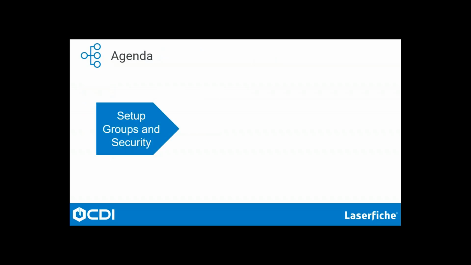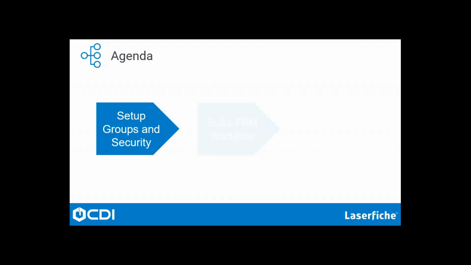To help you follow along, we're going to begin by setting up groups and security. We're going to add our users, we're going to add our groups, and then we're going to go through, and this will be a bit of a review from the webinar we had a couple of months ago where we actually set up user access and security for those different users and groups.